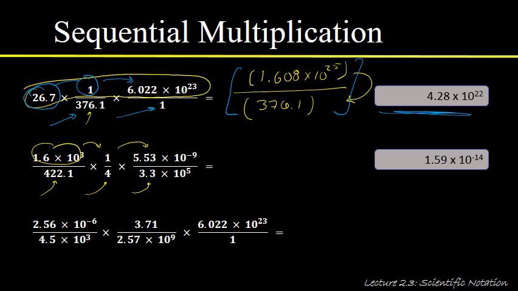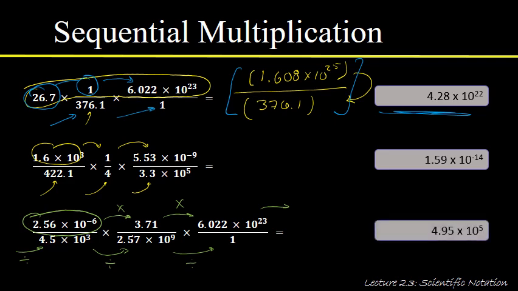Okay. Same thing with this one. 2.56 EXP minus 6 times 371 times 6.022 EXP 23 divided by 4.5 EXP 3 divided by 2.57 EXP 9, and then if you want, divided by 1, but of course it's not going to do anything. Put that in your calculator and see if you get 4.95 times 10 to the minus 5.